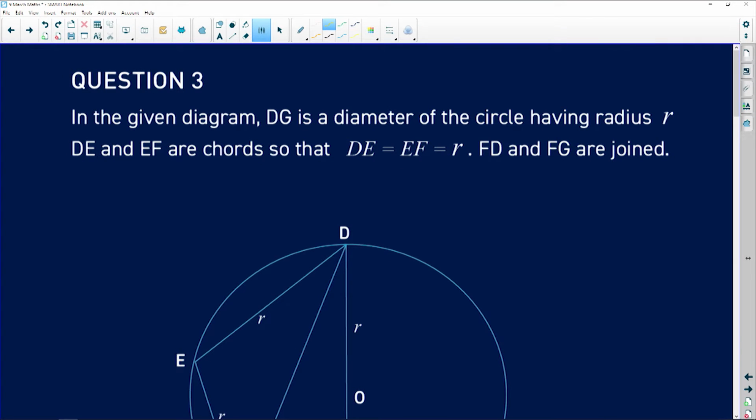So let's move on to our next question. The next question that we're going to be looking at also comes from social media. Let's just check what this question is all about. So we're told here that in the given diagram, there's a diagram here.